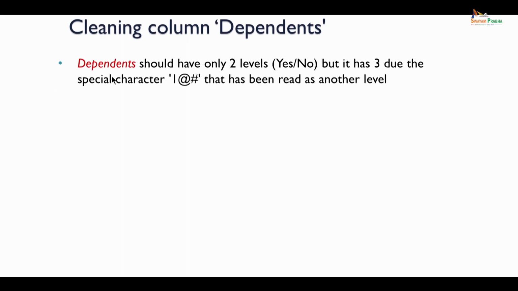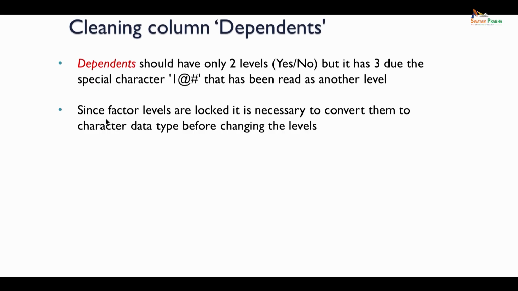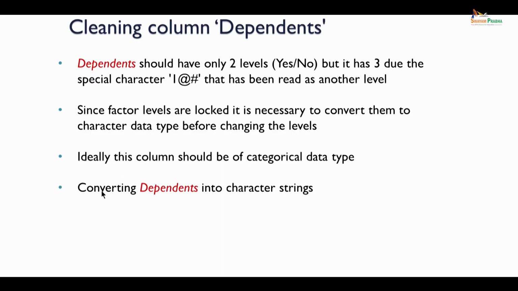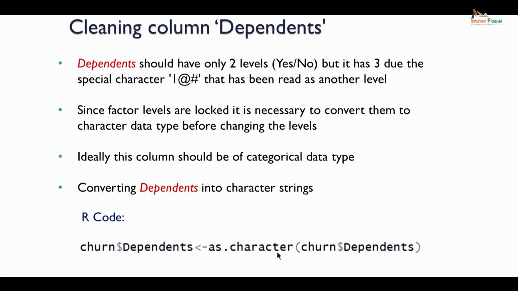We know that dependents should have only 2 levels, that is yes or no, but it has 3 due to the special character which has been read as another level. Since the factor levels are locked, it is necessary to convert them to a character data type before changing the levels. Ideally, this column should be of a categorical data type, but we are converting dependents into character strings to unlock the levels. To convert to a character data type, we use the function called as.character.